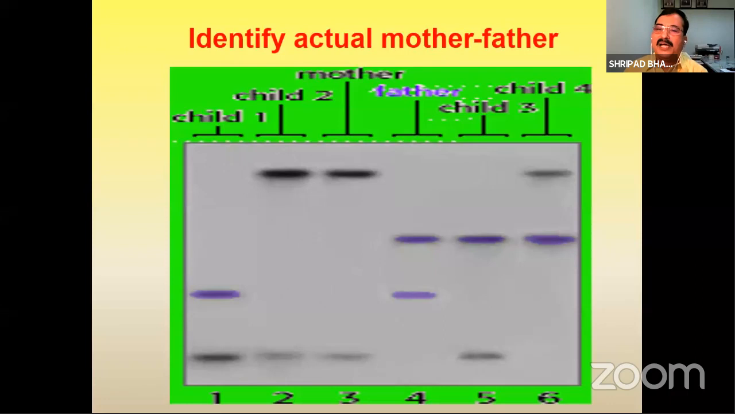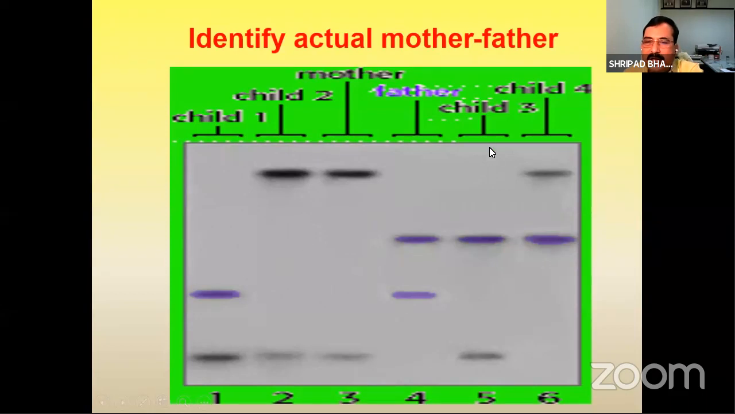So at least some of the bands should match my father, some of the bands should match my mother. Similarly, if this is the pattern for child number one, it has two bands. Out of these two, at least one band should match his father and one band should match his mother. Now you can say the first band matches the second band of the father, is it not? And the second band of the child matches the second band of the mother. So you can say this is a true child of this couple.